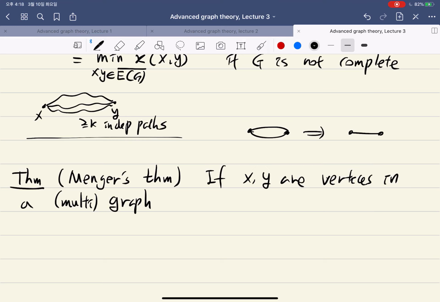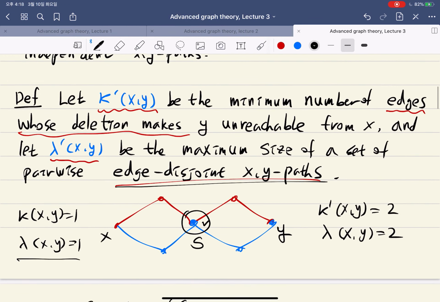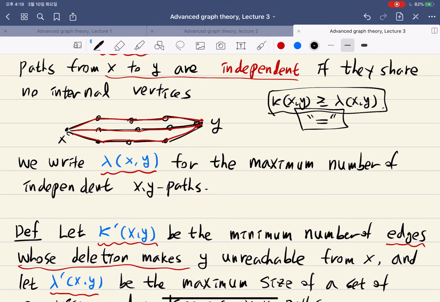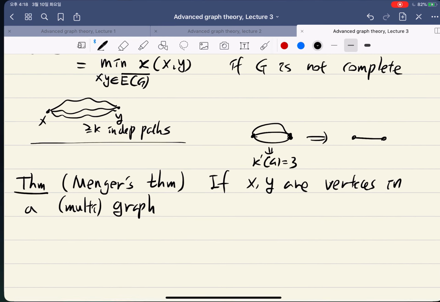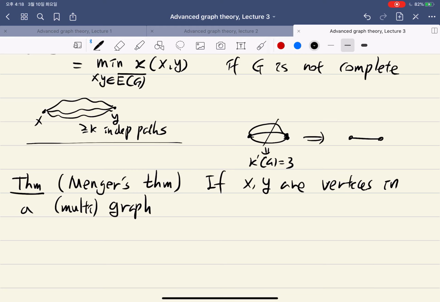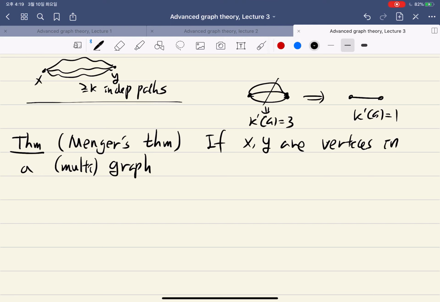But for edge connectivity, it actually matters whether the graph is a multigraph or a simple graph. For example, this has edge connectivity 3 because in order to disconnect this, you need to delete all 3 edges. But this has edge connectivity 1.